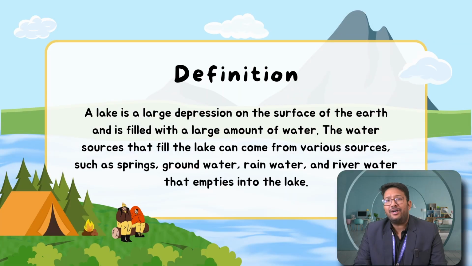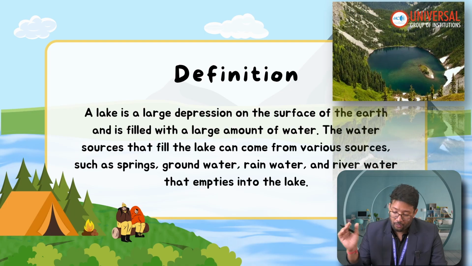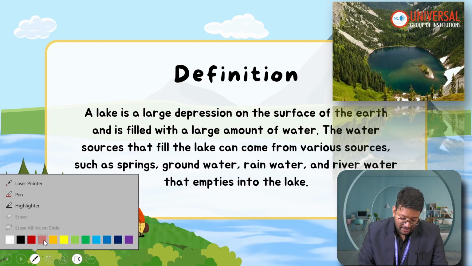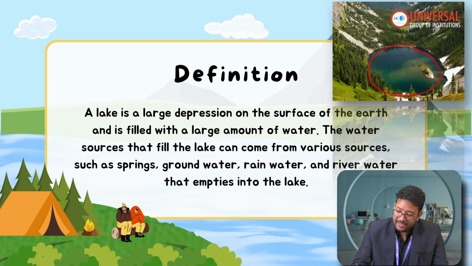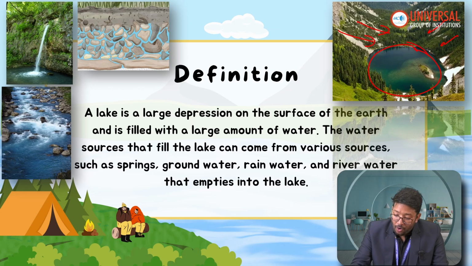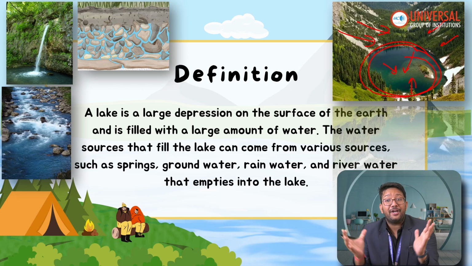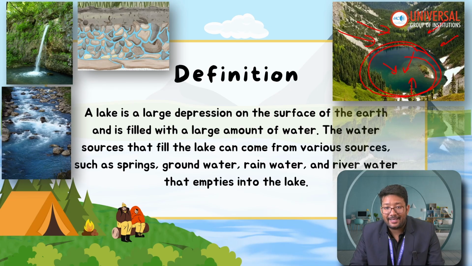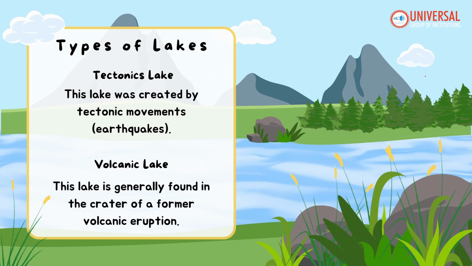Okay, so what is the definition of a lake? A lake is a large depression on the surface of the earth and is filled with a large amount of water. As you can see, this is a depression and it is fed by rivers, springs, groundwater, rainwater, and river water that all empties into this particular area. That is called a depression. That is called a lake. Okay, fine. So what are the types of lake?